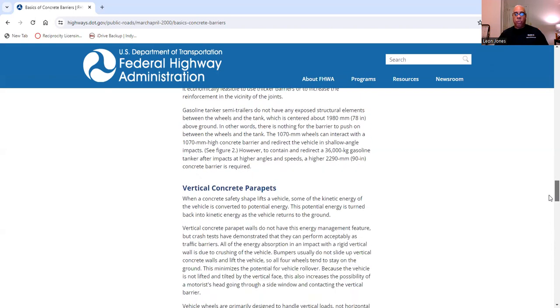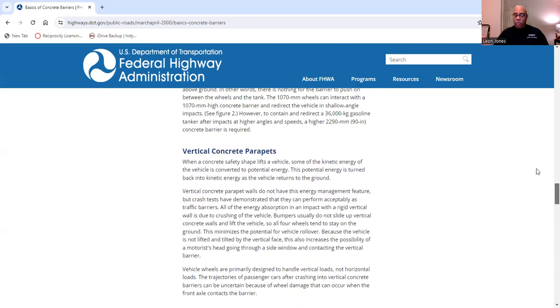Now, something else I'm going to get into, I've mentioned parapets. They're on bridges. They operate the same way as Jersey barriers. So when a concrete safety shape lifts a vehicle, some of the kinetic energy of the vehicle is converted into potential energy. And what I mean by that, you have kinetic energy and potential energy. Basically, kinetic energy is energy in motion, whereas potential energy is energy stored. So basically, the potential energy is turned back into kinetic energy as the vehicle returns to the ground.